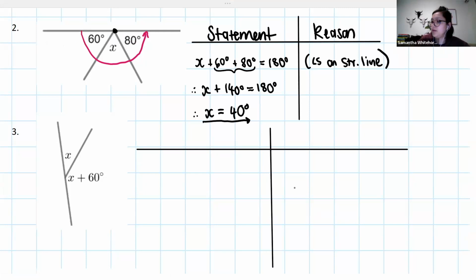I'm going to give you another minute, and then we'll have a look. You guys are doing well. You're doing awesomely. Nice to see you getting this stuff.